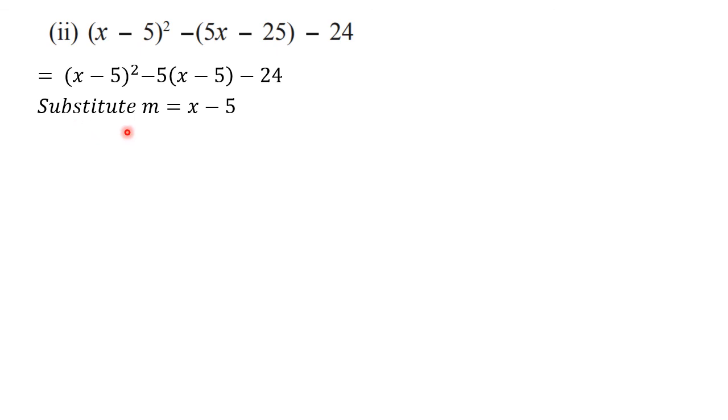Okay, so we will substitute x minus 5 as m. So write down, substitute m is equal to x minus 5. So now this original equation we can write as, see, x minus 5 we are replacing by m. So m square. Here minus 5 as it is and in place of this bracket we are writing m and minus 24 as it is. So we got a simple quadratic polynomial now which we can factorize.